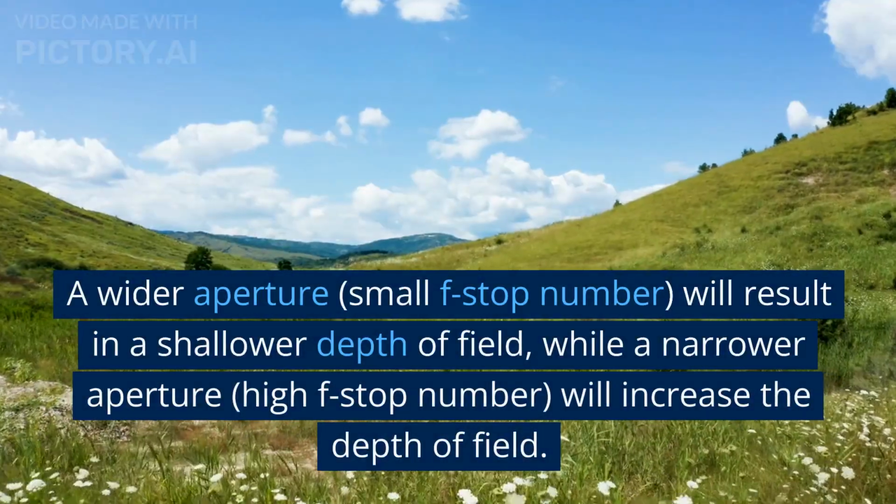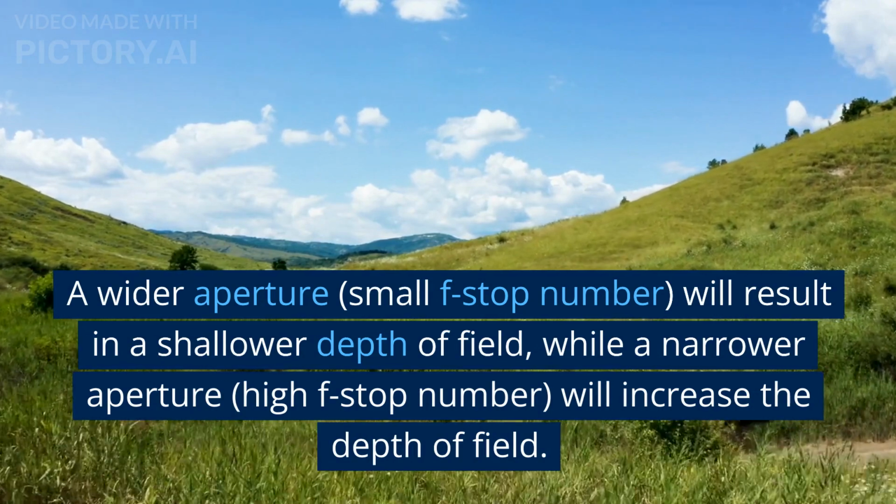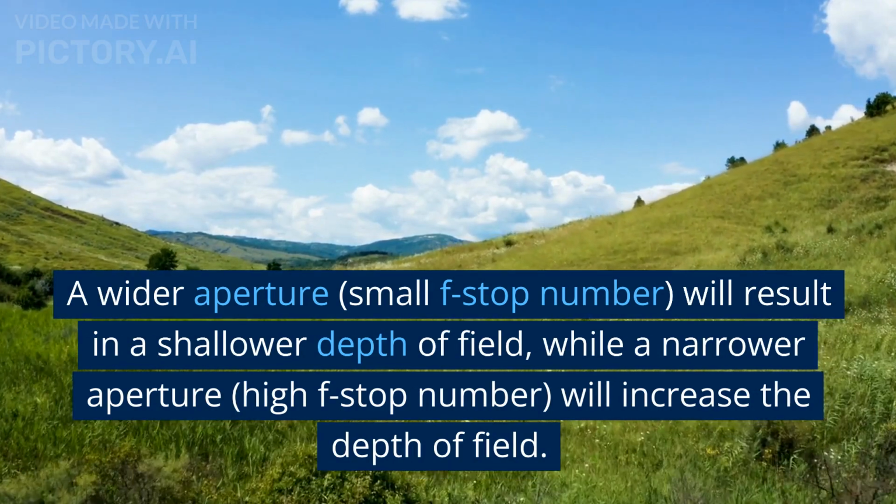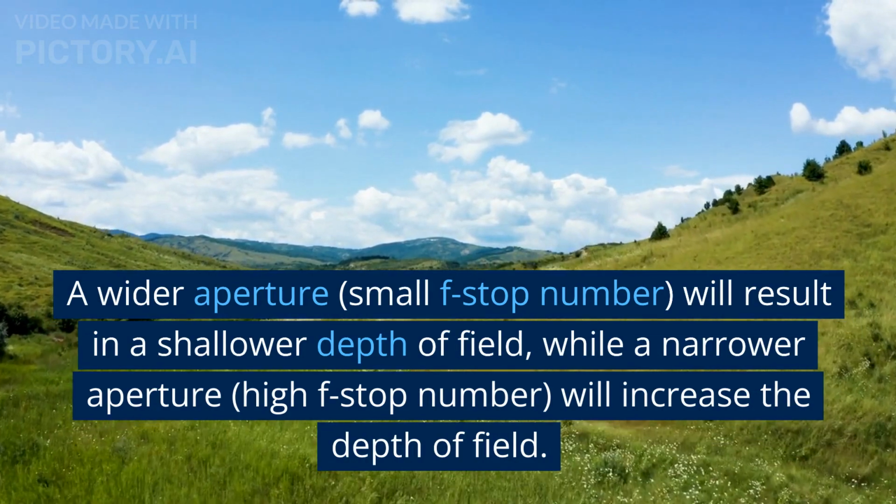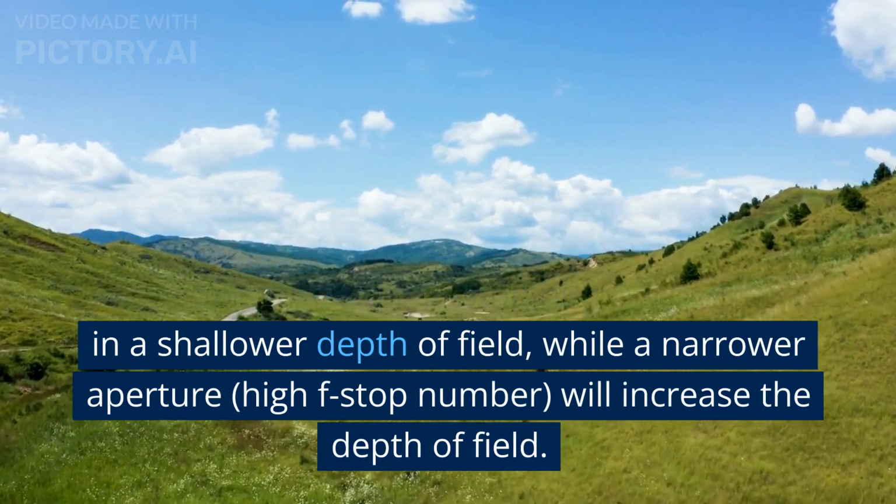A wider aperture, small f-stop number, will result in a shallower depth of field, while a narrower aperture, high f-stop number, will increase the depth of field.